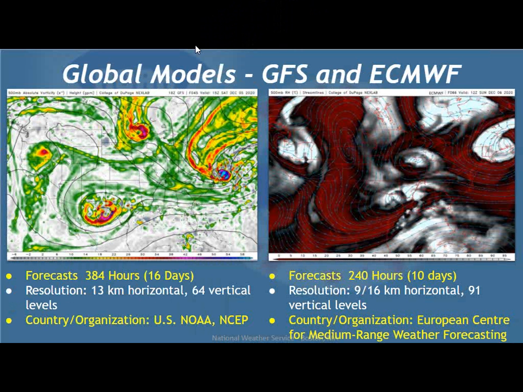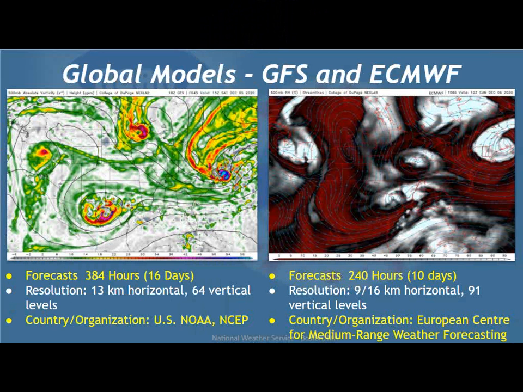So let's talk about a couple of the global models, as I mentioned. The GFS is the United States model. The ECMWF is known as the European model. You can see these go out a number of days, 10 to 16 days. And people kind of wonder, why is that?